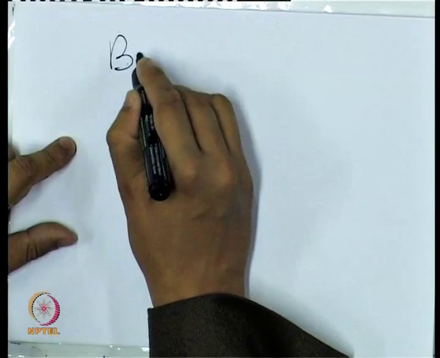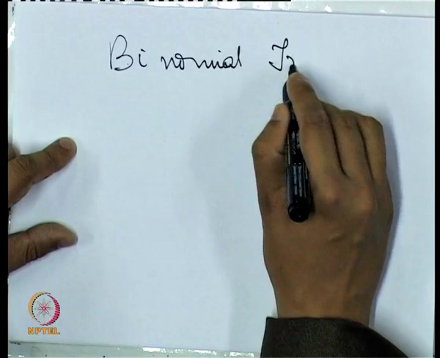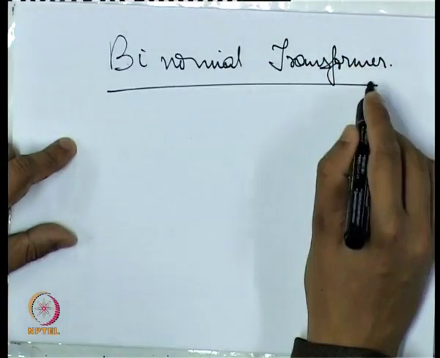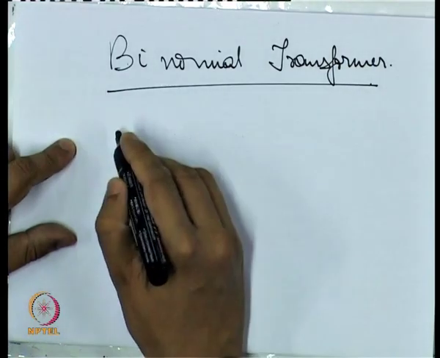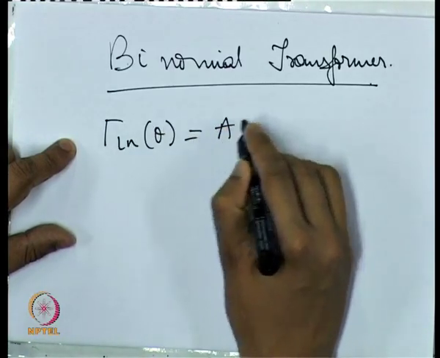So, the first step into achieving this is to write down certain prototype equations and then compare those equations with the formula that we derived. So, the first prototype equation is that of what we call the binomial transformer. Now, the formula for the binomial transformer, the input reflection prototype function, is written like this.